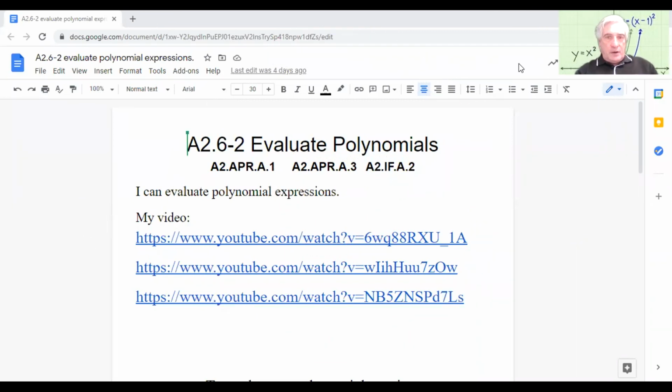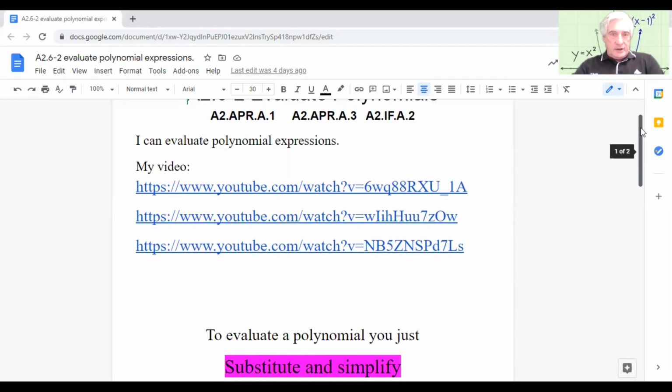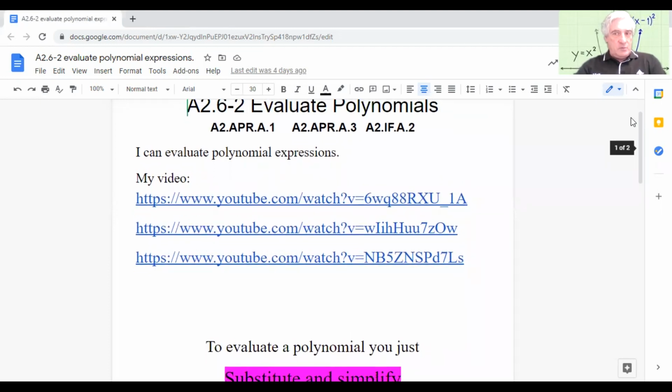This is Evaluating Polynomials. The Algebra 2 standards are A2.APR.A.1, A2.APR.A.3, and A2.IF.A.2. And I say the Algebra 2 standards because you've been evaluating polynomials or monomials ever since you started in algebra. There are some Algebra 1 standards. There are some pre-algebra standards.